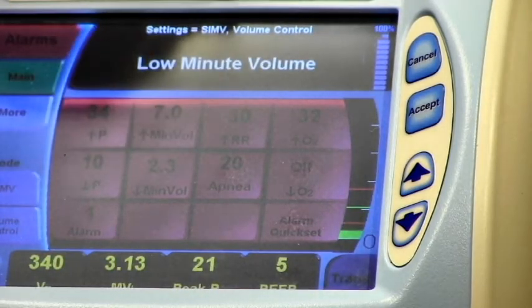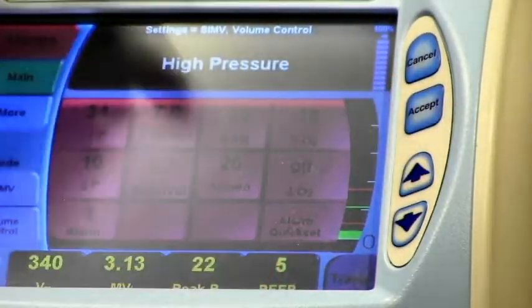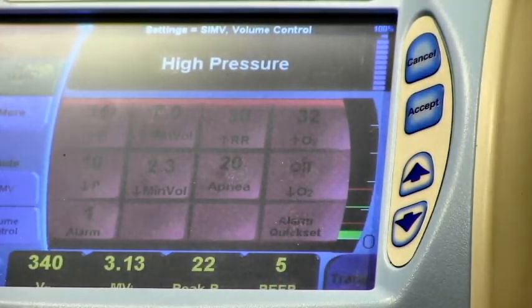Up here it says low minute volume. I need to simply silence and accept. Both of those will completely go away within a couple of breaths. And that's how you look at clearing your alarms.